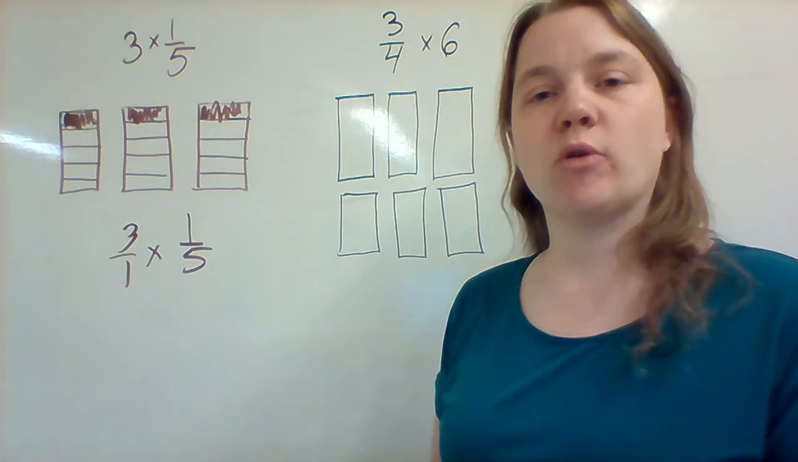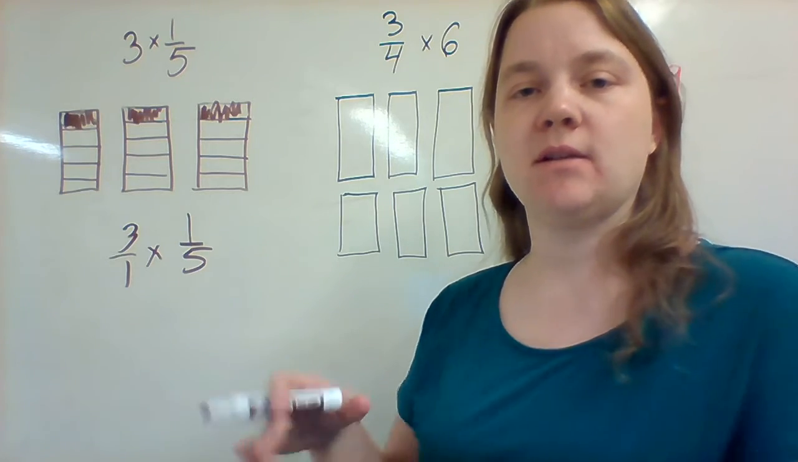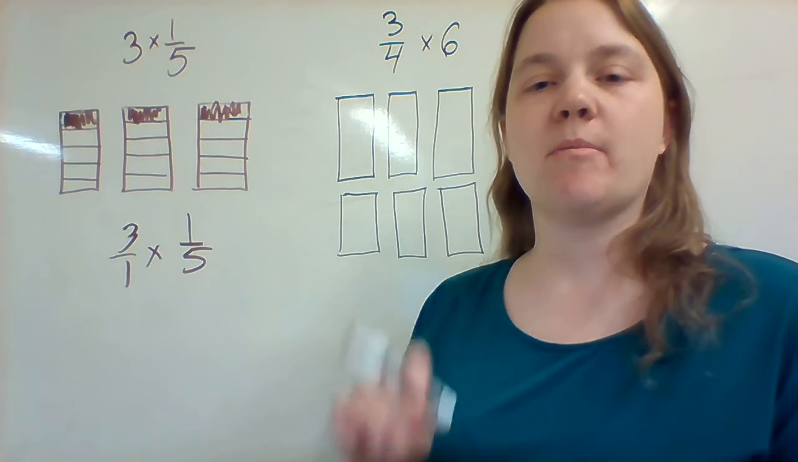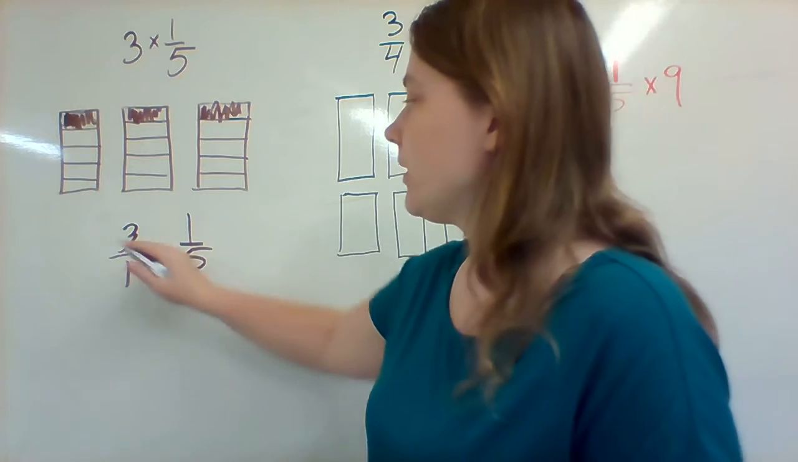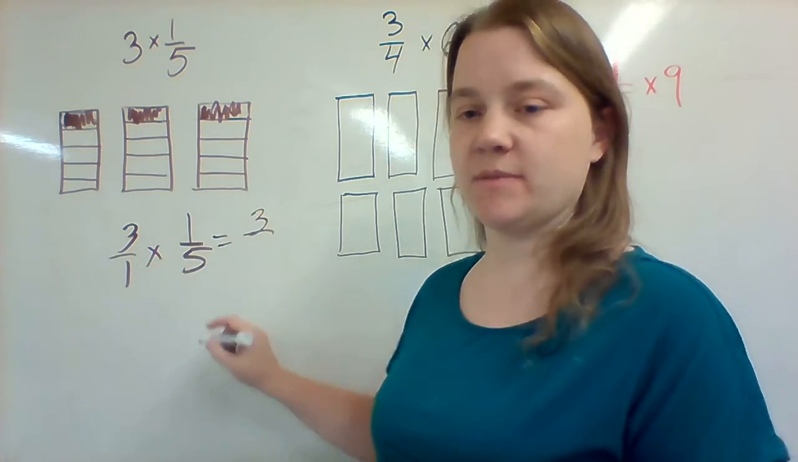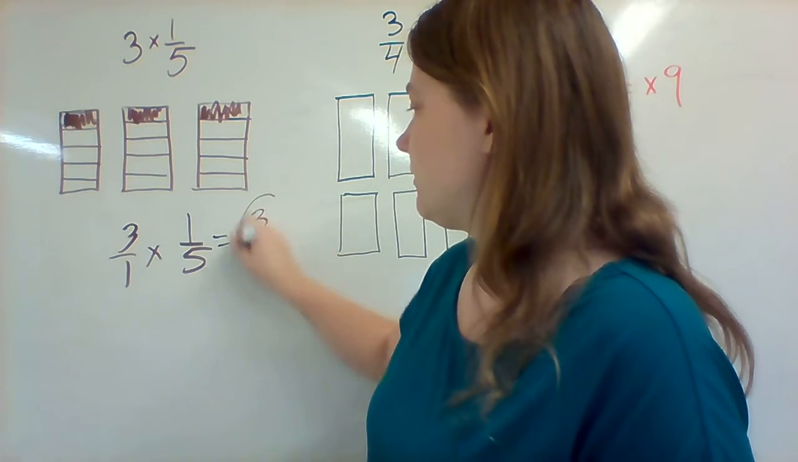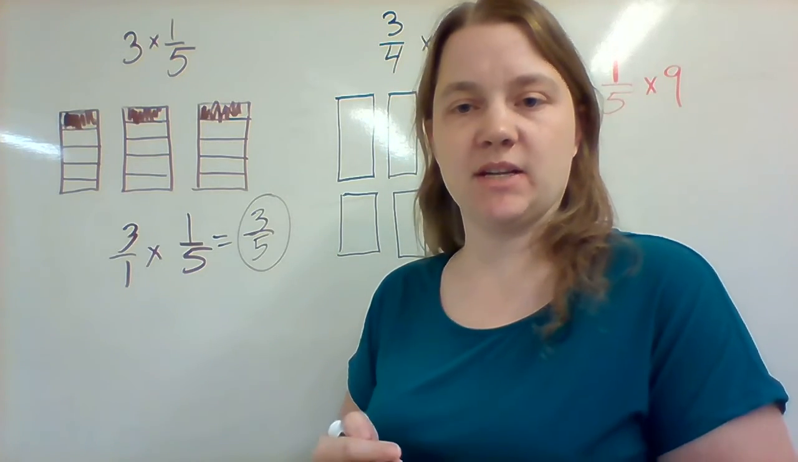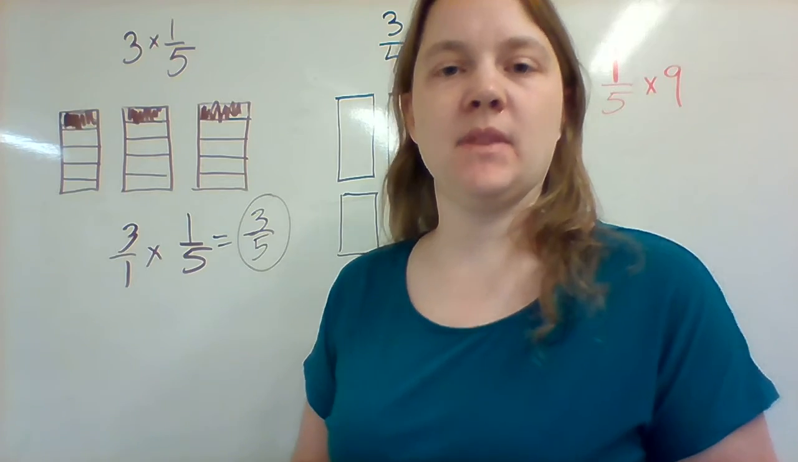So now I'm going to multiply across. I'm going to multiply the numerators together. I'm going to multiply the denominators together. 3 times 1 is 3. 1 times 5 is 5. There's my 3/5 answer. It's as simple as that.